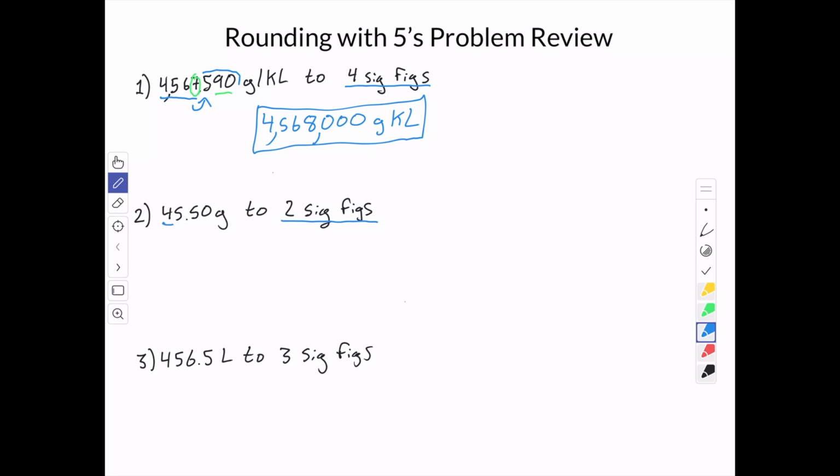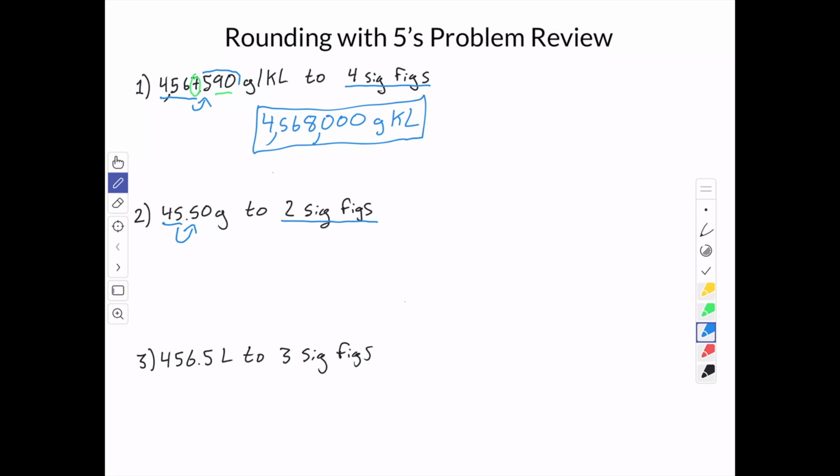I'm going to go ahead and underline. That means this 5 is what I'm rounding. I'm going to look to the right. Again, uh-oh, it's a 5. First thing that I do is I look to the right of the 5. Do I have non-zero numbers? I do not have non-zero numbers.